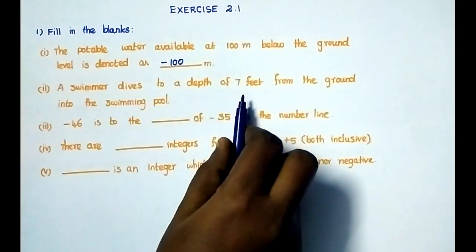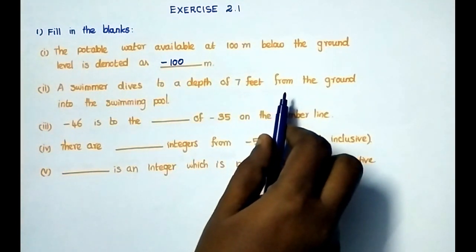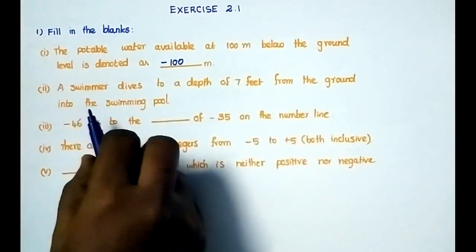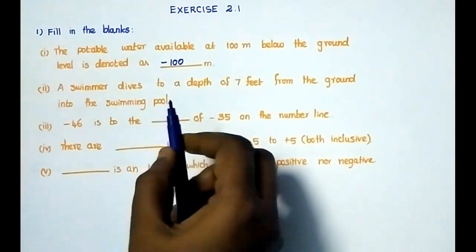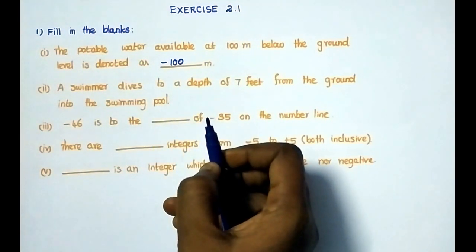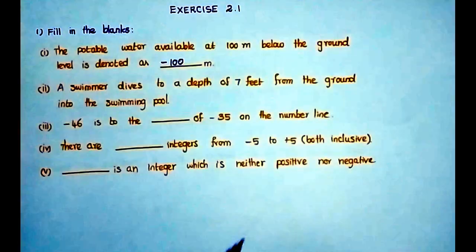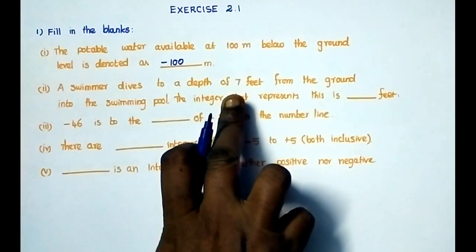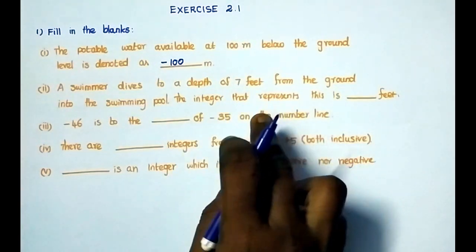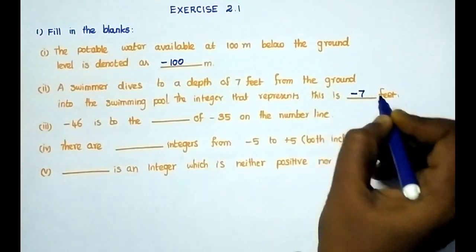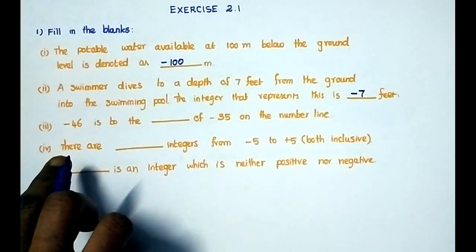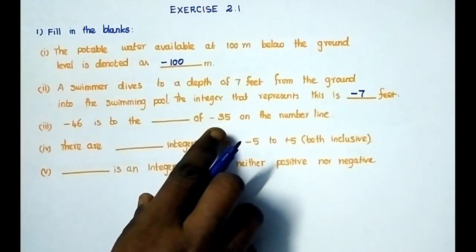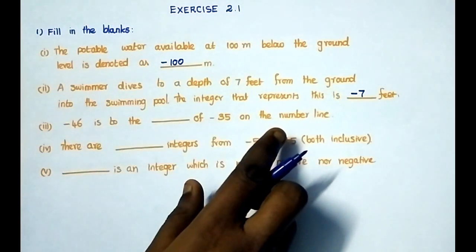Next one, a swimmer dives to a depth of 7 feet. Depth of 7 feet indicates below the ground level, from the ground into the swimming pool. So that is also below the ground level, so it is also a negative integer. So 7 feet below the ground level means minus 7 feet. That is the answer.